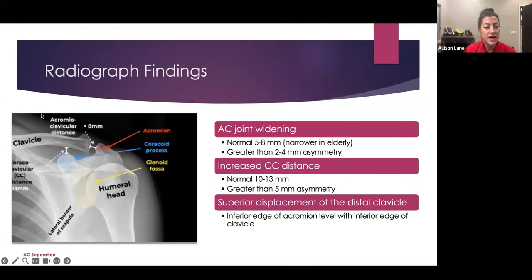Then you're going to look at the CC distance here. Normal is going to be 10 to 13 millimeters, and if you compare it with the other side, a 5 millimeter difference is going to be abnormal. In general, you're looking for superior displacement of the distal clavicle. You want to make sure the inferior edge of the acromion lines up with the inferior edge of the clavicle. That's just an easy overall way to look at it.